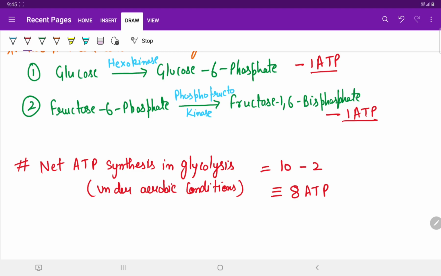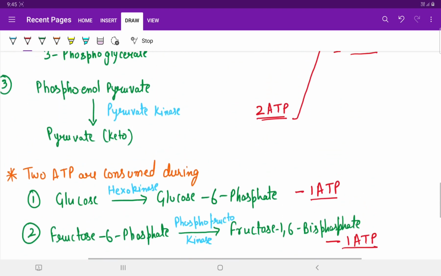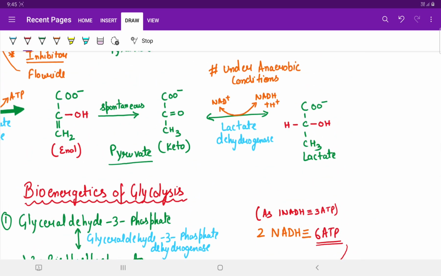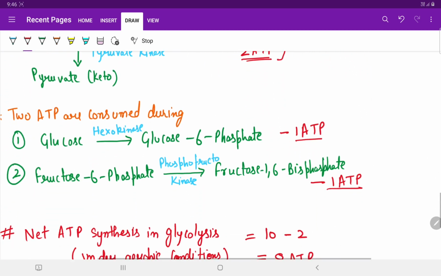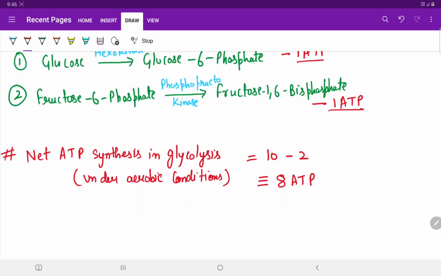If under anaerobic conditions also, then the enzyme lactate dehydrogenase leads to degradation of pyruvate into lactate, and this leads to production of another 6 ATPs here. But this is under anaerobic condition. So under aerobic condition a total of 8 ATPs are produced.